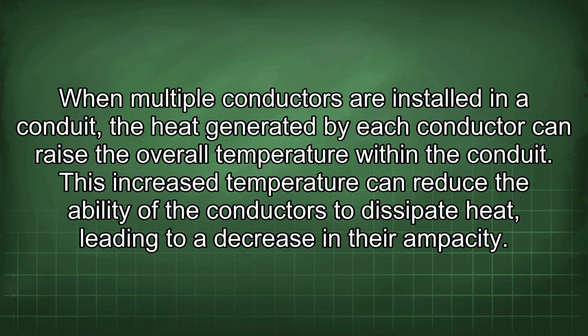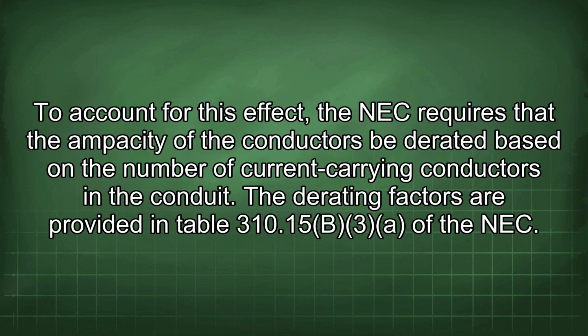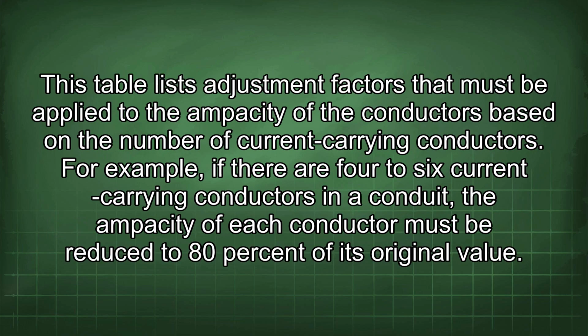This increased temperature can reduce the ability of the conductors to dissipate heat, leading to a decrease in their ampacity. To account for this effect, the NEC requires that the ampacity of the conductors be derated based on the number of current-carrying conductors in the conduit. The derating factors are provided in Table 310.15(B)(3) of the NEC. This table lists adjustment factors that must be applied to the ampacity of the conductors based on the number of current-carrying conductors.